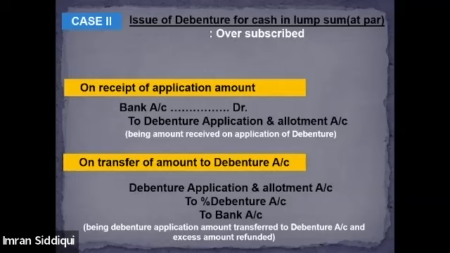Okay. It is just like the previous entry, no? Only thing you need to do is just add the bank account in the credit part of the second entry. That is it. Everything is same. Moving on to the next entry, next case.